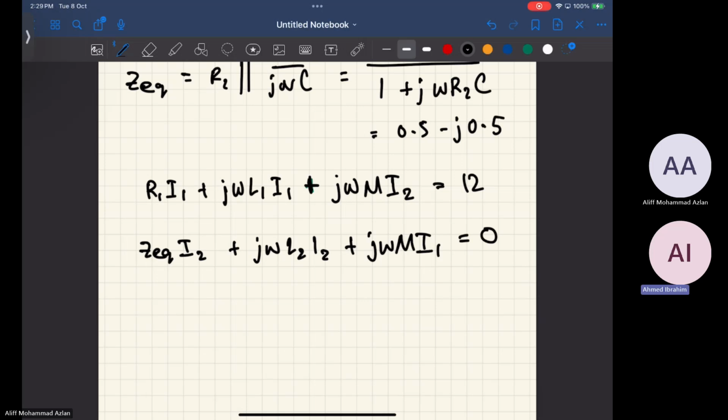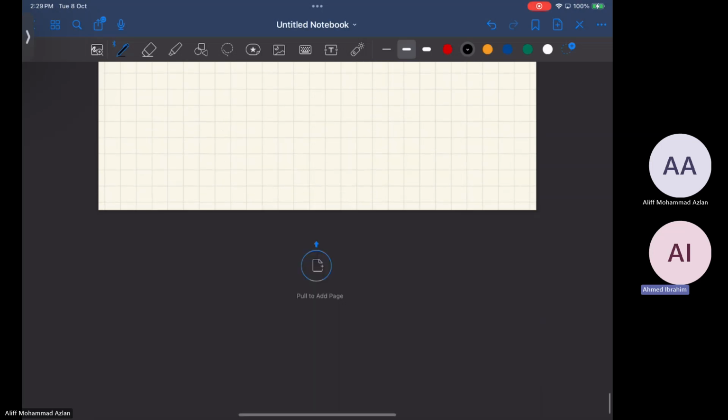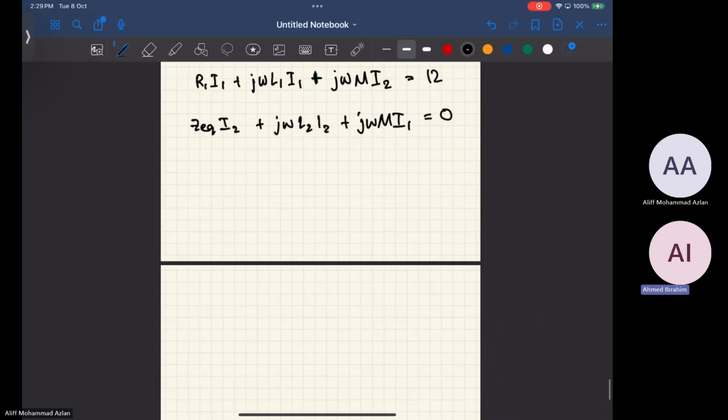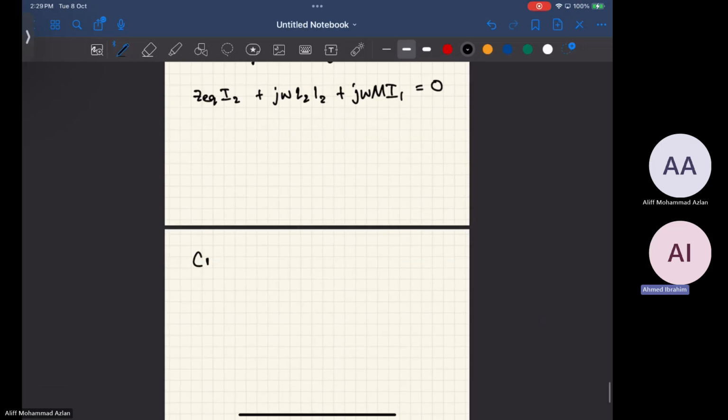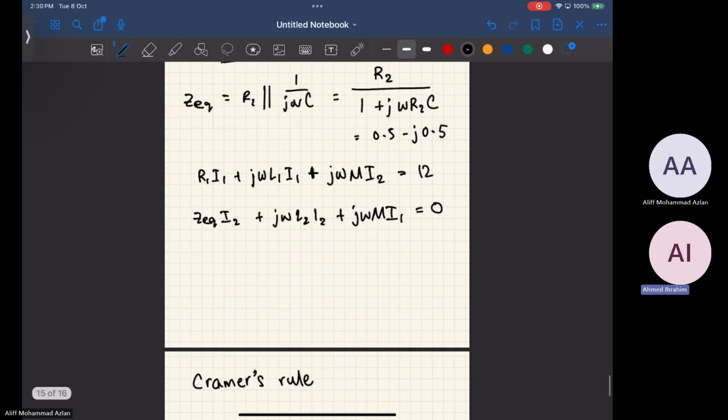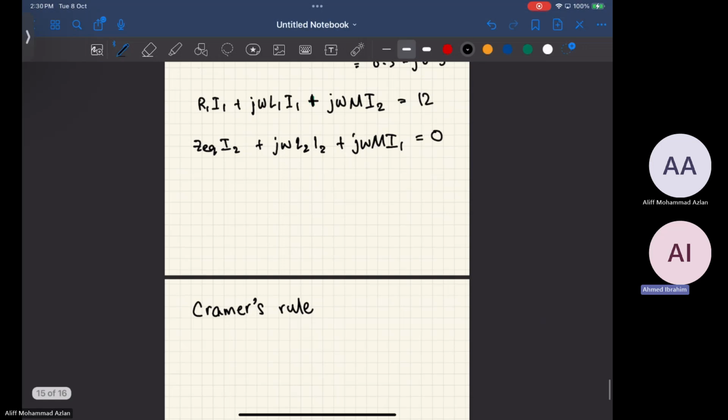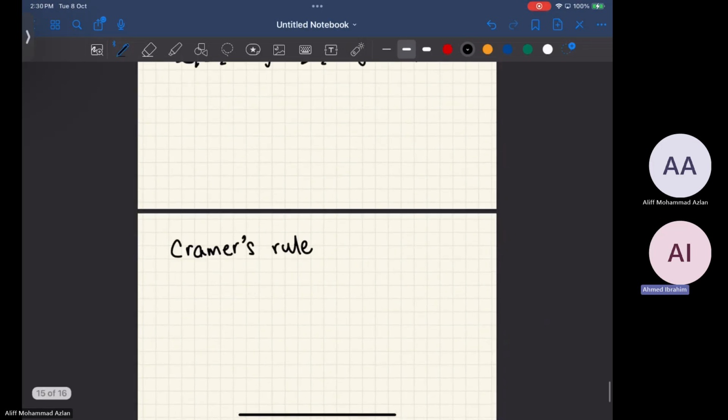Now, solving simultaneous equations with complex numbers can be annoying, and it is error prone. So hopefully you guys heard about this before. It's called Cramer's rule. It just makes solving simultaneous equations very easy. So I'll first simplify these two equations.